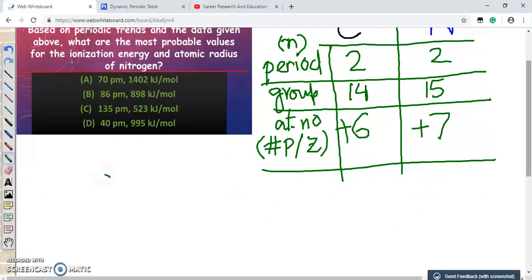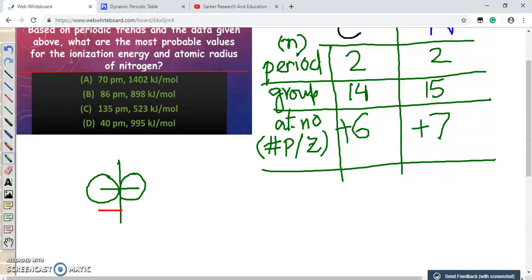So if you have a diatomic molecule where you have 2 atoms of the same element and this is the distance between their nucleus, then the atomic radius is just half of that. So it is half the distance between the nucleus of 2 atoms of the same element. Now what is ionization energy?